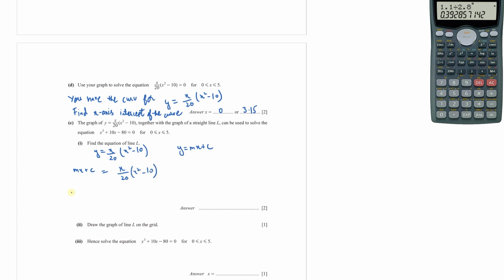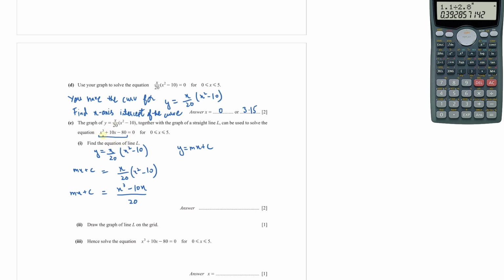So let me open this bracket. mx plus c will equal x cubed minus 10x divided by 20. And then if I bring everything to one side, I'll be left with 0, and I will get to this equation after, if I know the equation of line L. So if I knew the values of m and c here, and if I bring these values here and simplify it, I will get to this equation equal to 0.